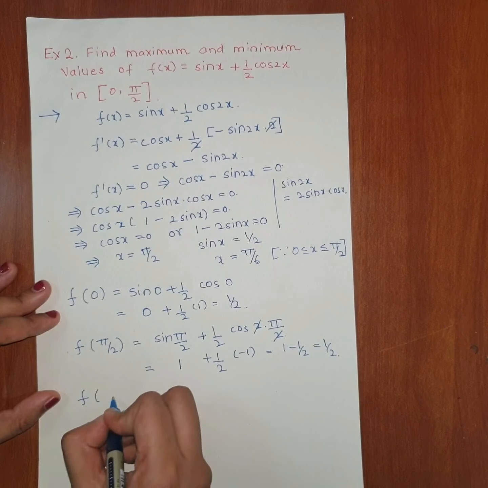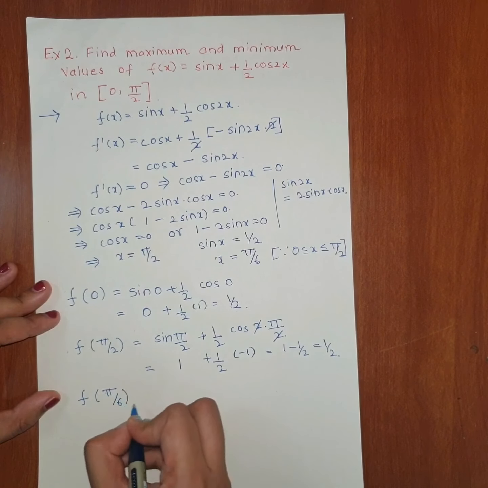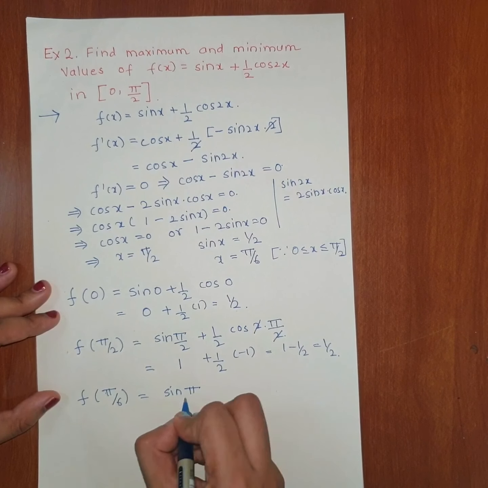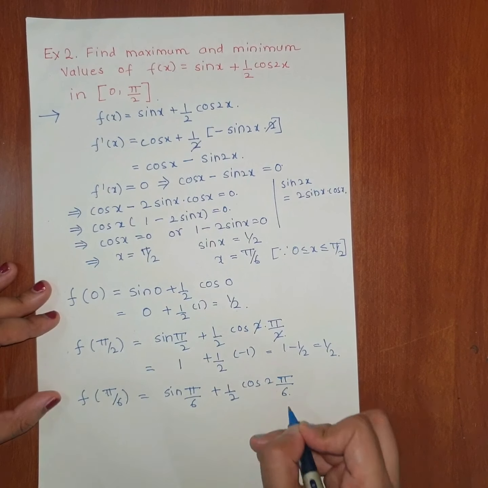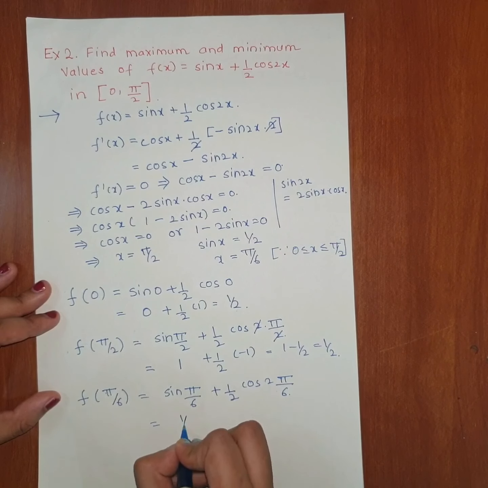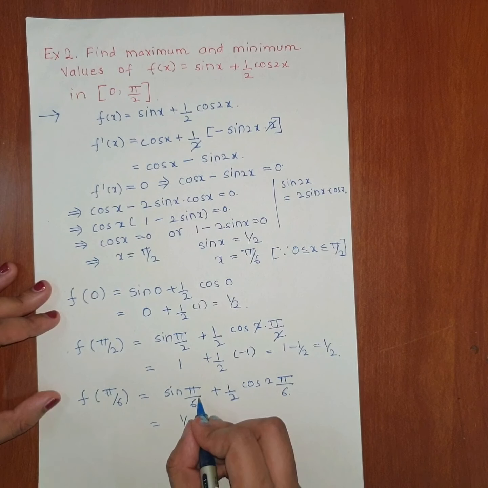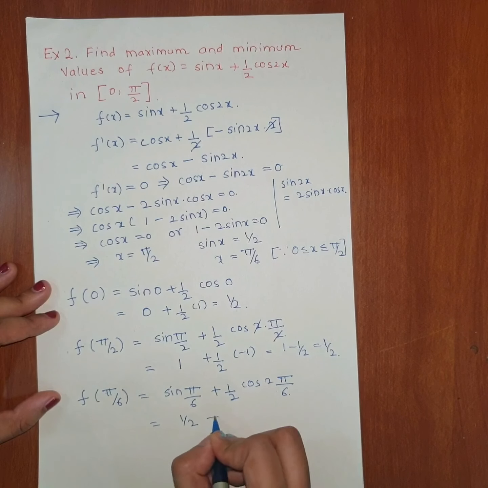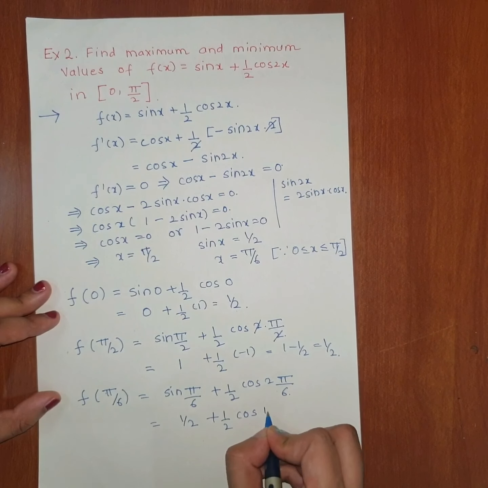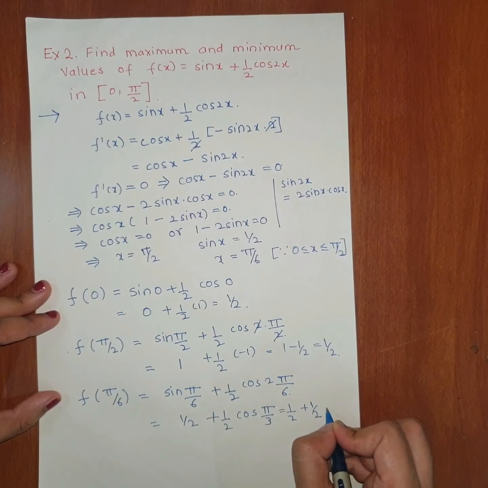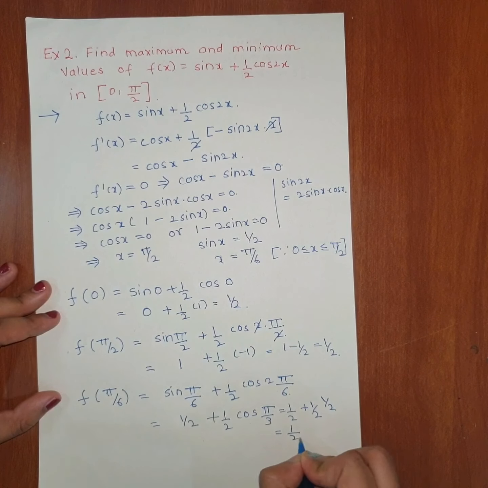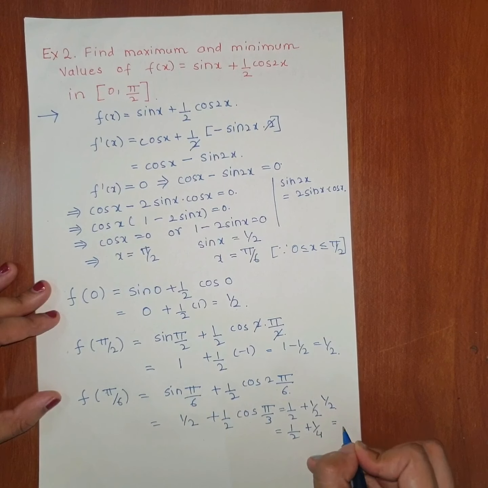Now we check the value of the function at x equal to pi by 6, which is equal to sin of pi by 6 plus 1 by 2 cos 2 into pi by 6. Sin pi by 6 is nothing but sin 30, which is half, plus 1 by 2 cos pi by 3, which is equal to 1 by 2 plus 1 by 2, and cos pi by 3 is nothing but 1 by 2. So this is equal to 1 by 2 plus 1 by 4, which is nothing but 3 by 4.